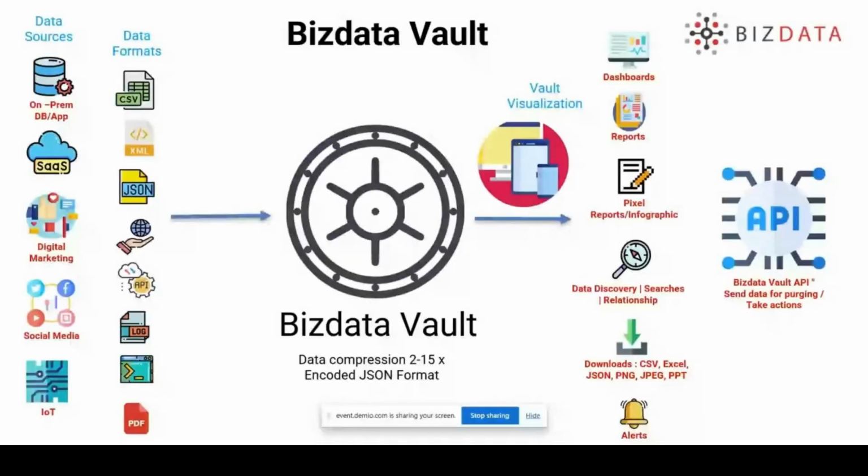Currently on my screen, there is the Bizdata Vault architecture, wherein you can read data from a wide variety of data sources. So we have data sources like on-premises applications and SaaS-based applications. You can have digital marketing platforms, things like Bing Ads, Google AdWords, Google Ads, or Commission Junction. So those data can be archived. You can archive all your social handles from various social media channels.